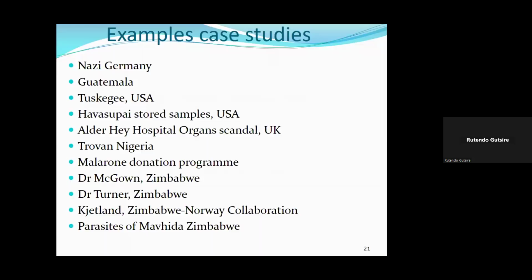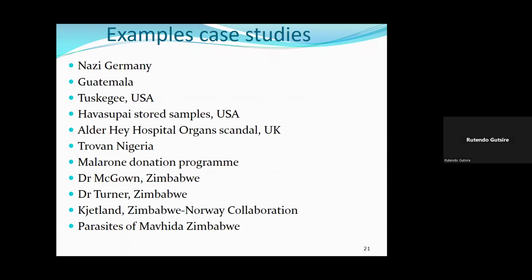I'm just talking about examples. So there I have a list. Nazi, I talked about that. Guatemala, Tuskegee, that was syphilis, Havasupai. So we could spend a day talking about these. Havasupai stored samples. I'll talk about that because in my field, I used a lot of stored samples.